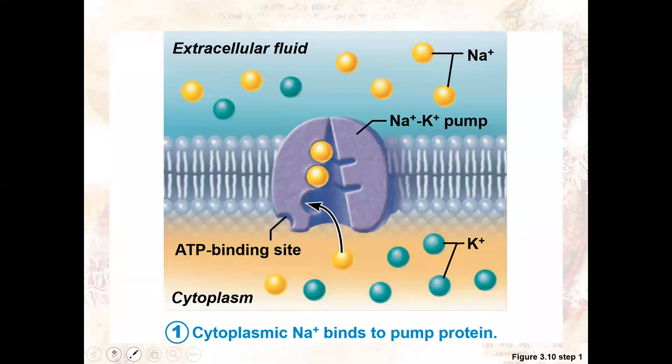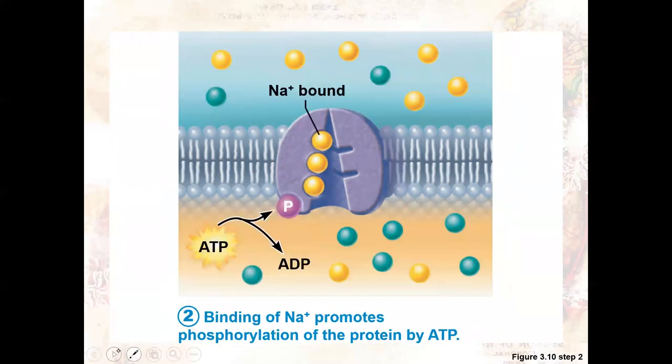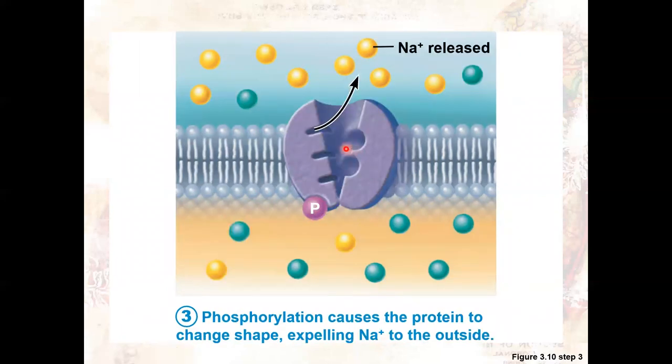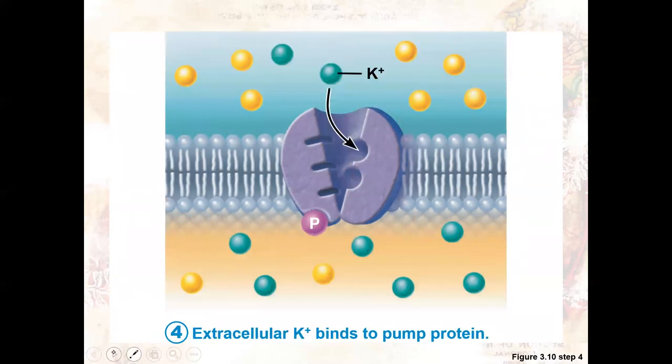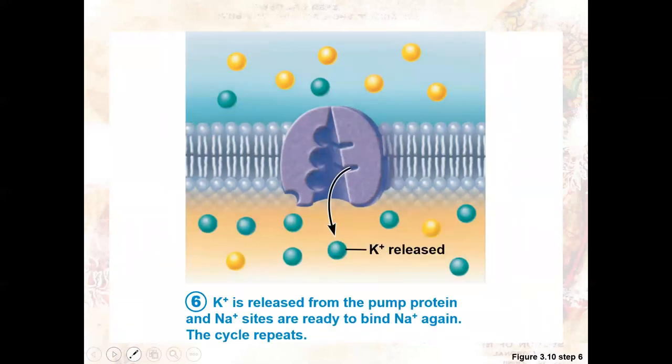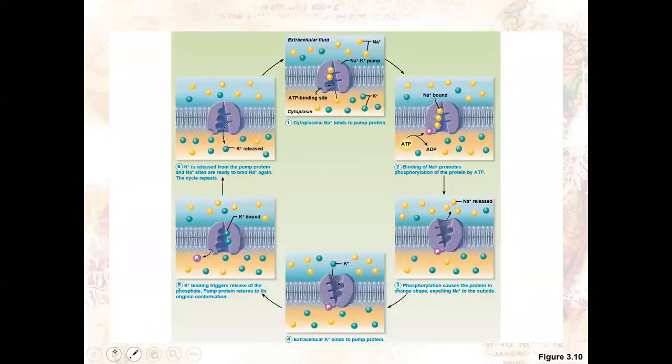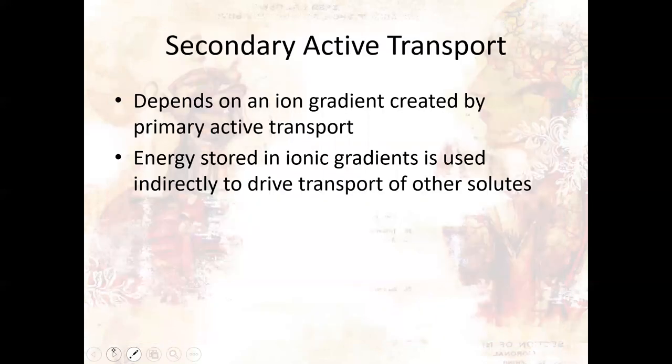So here's our sodium-potassium ATPase pump. Sodium that's on the inside of the cell, yellow, binds. We use the energy of ATP to change the shape of this protein, and that sodium gets shoved out. We pump 3 sodium out, and then we dump 2 potassium back in. So there's a lot of sodium out here and a lot of potassium in here. Sodium-potassium ATPase pump.